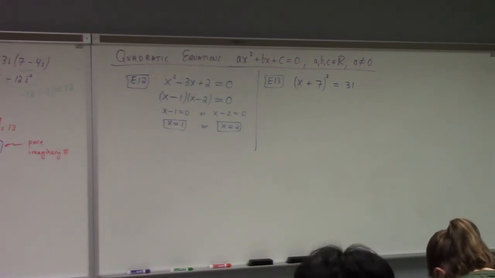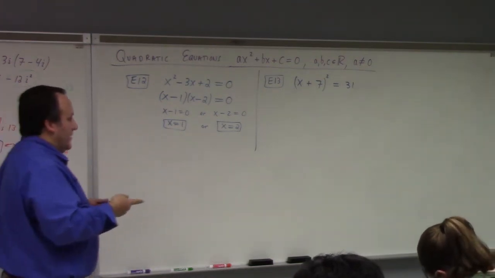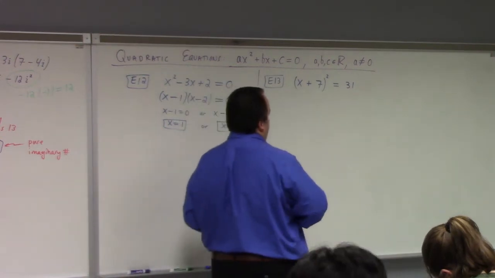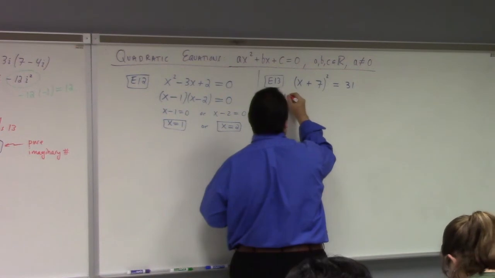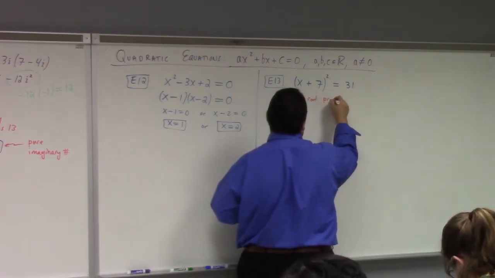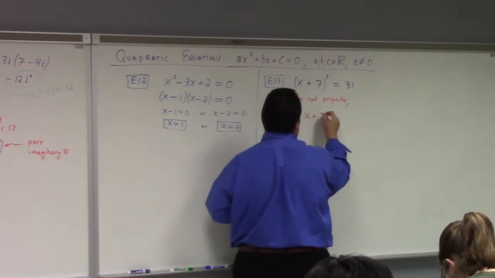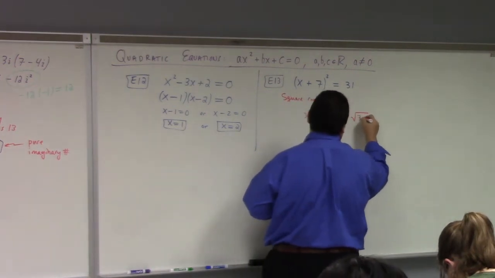But it's really nice in the sense that it's a square equal to something, because if you have a square equal to something, then we can use what's called the square root property, all right? The square root property says if you want to solve an equation like this, you can take the square root of both sides, right? So, square root property. It gives us x plus 7 is equal to plus or minus the square root of 31.